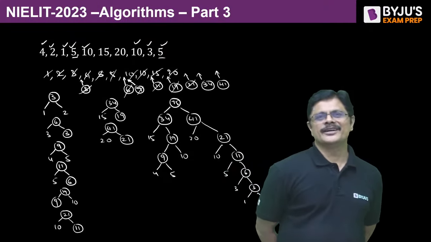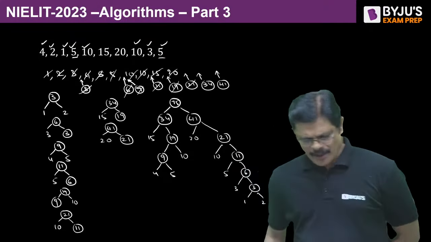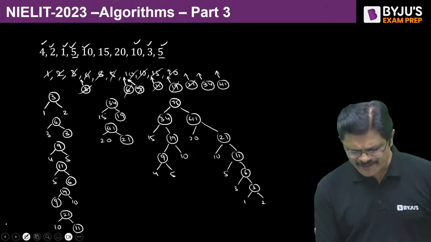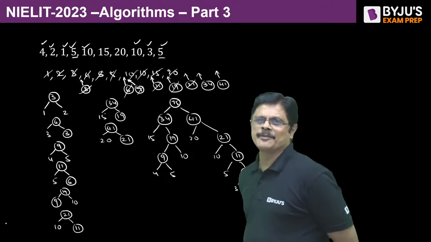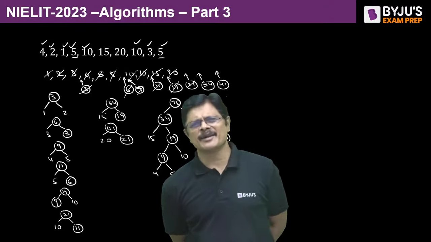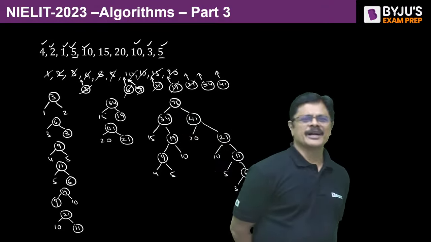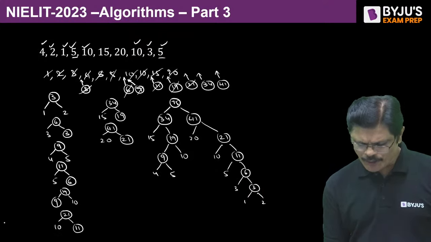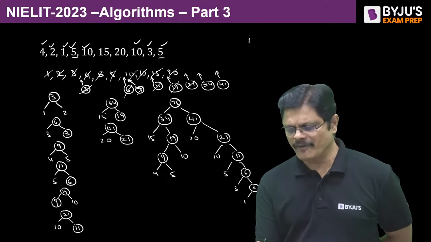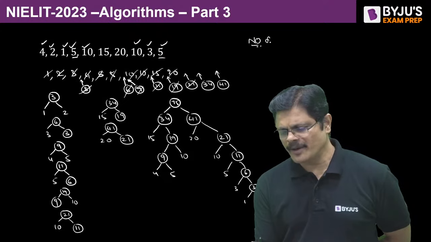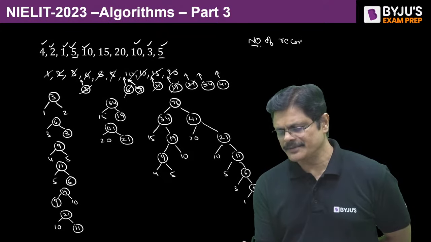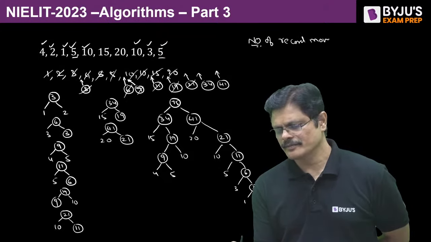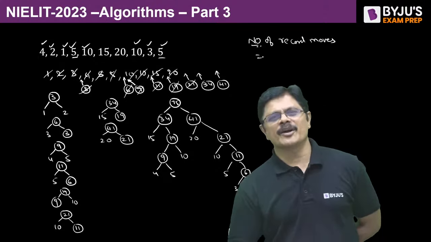And that is your optimal binary tree required for the optimal merge pattern. And it is similar to your Huffman tree, my dear friends. The binary tree only. Ultimately, it is a binary tree. Now you want to find the total number of record moves.